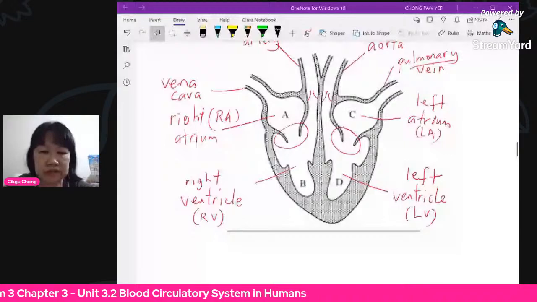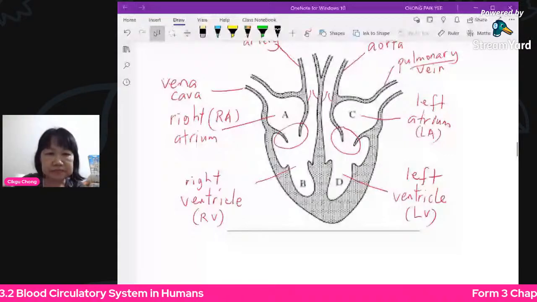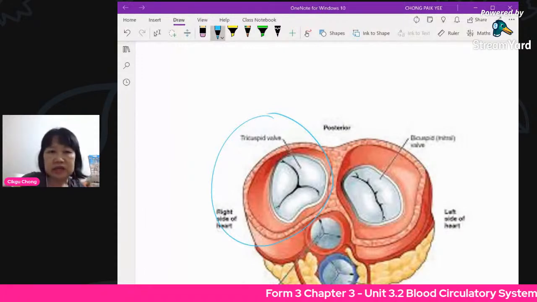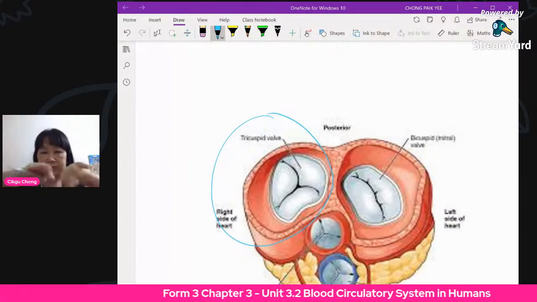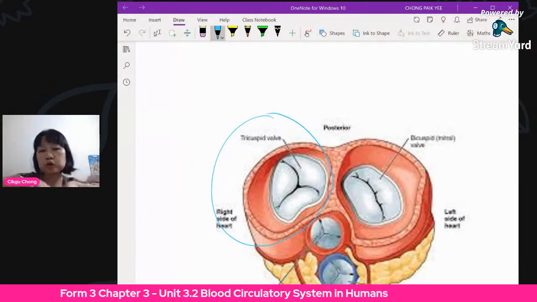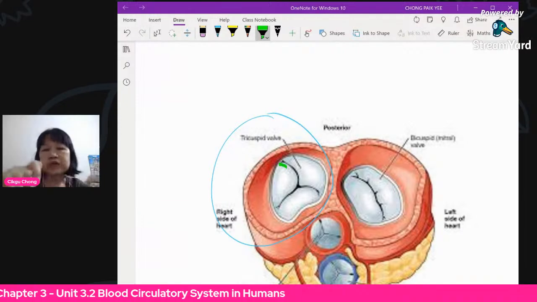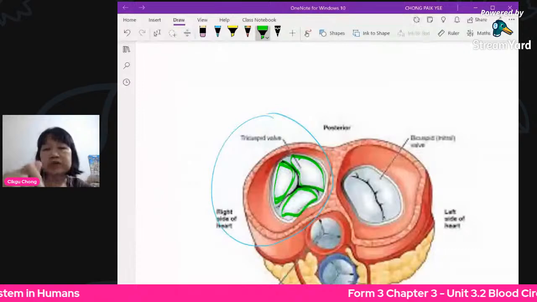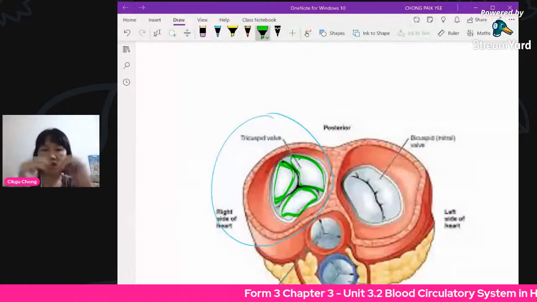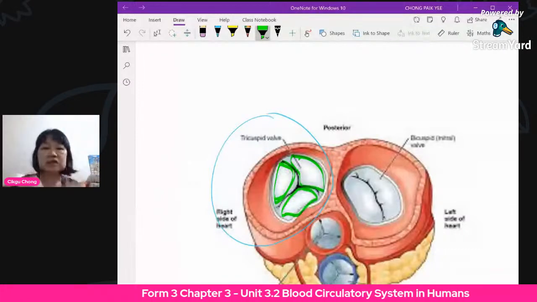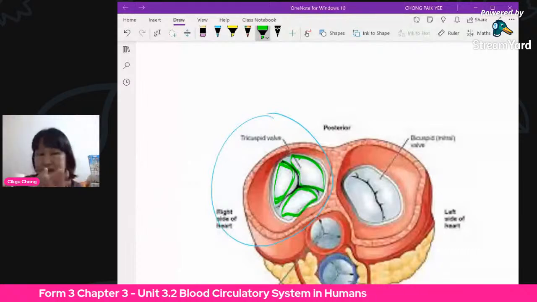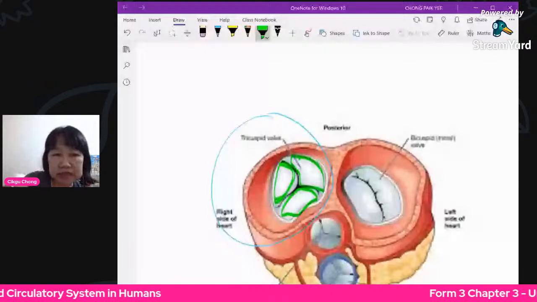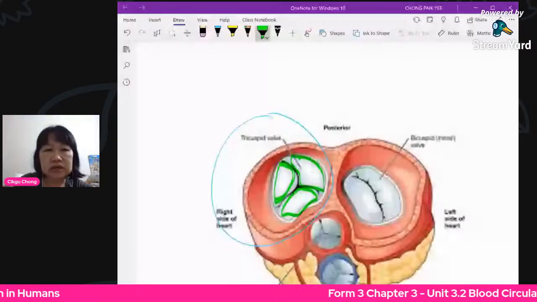This is the one on the right side of the heart. You see, the white color thing is actually a flap closing it. Right now it looks closed, and you can see there are 3 pieces. The 3 pieces are closed already. Because of the 3 pieces, we call it the tricuspid valve. So this is on the right. Here is called the tricuspid valve.